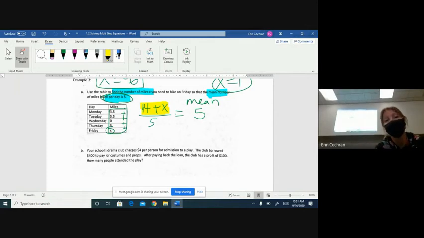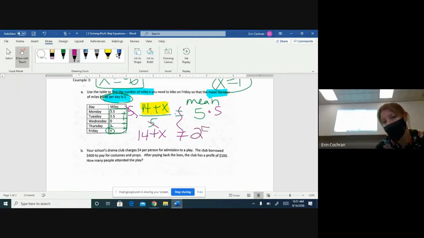So how would I get rid of this dividing by 5? Multiply by 5. So I'm going to multiply both sides by 5. The 5's cancel, and I'm left with 14 plus x equals, and what's 5 times 5? 25. Now, can we solve for x here? Yeah, how would I move a positive 14 to the other side? I would subtract it, because 14 minus 14 is 0, and I'm left with x. And then what's 25 minus 14?